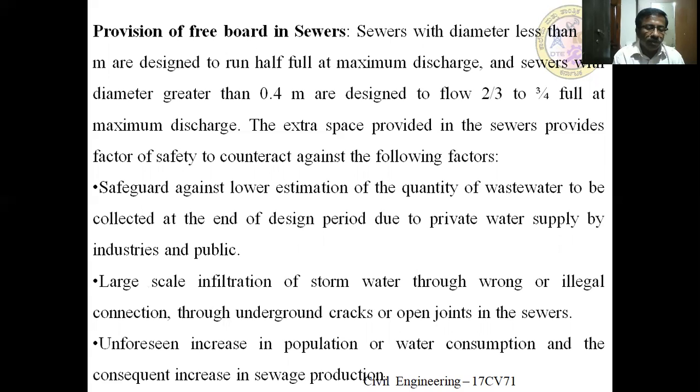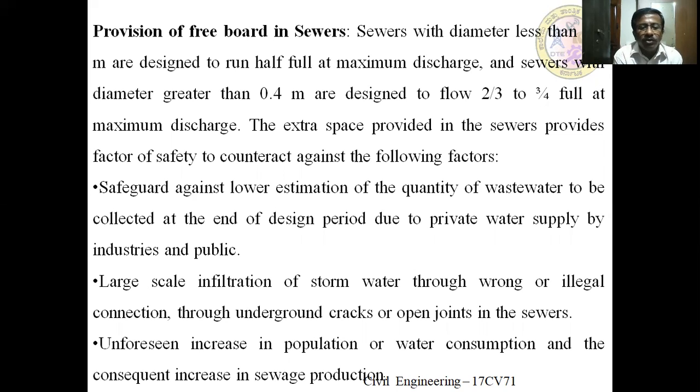When you go for water supply, some members of the public or industries may depend on both the municipal water supply as well as individual sources. If individual sources are not assessed properly, extra wastewater may join the sewer from industry as well as from the public. Therefore, there is a provision of freeboard to collect, convey and dispose of the wastewater safely.